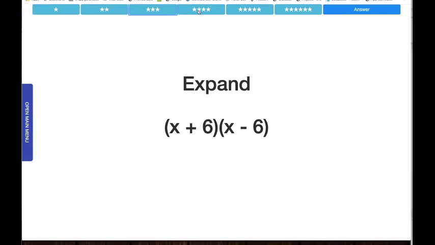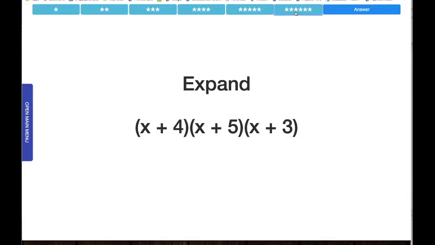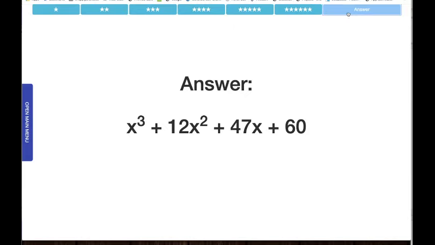That's something to explore in a moment. 4-star, again, it gets a little bit harder. 5-star, we're introducing powers, so if you need a little bit more practice with that. And then finally, the 6-star question is involving 3 brackets. And as you can see, we're expecting the answer to look a little bit more complicated, because it has got 3 brackets in it.